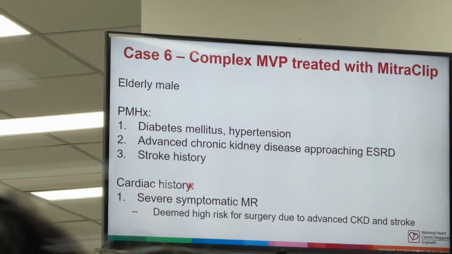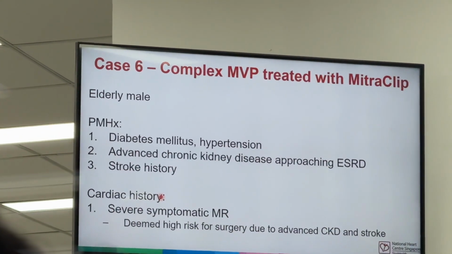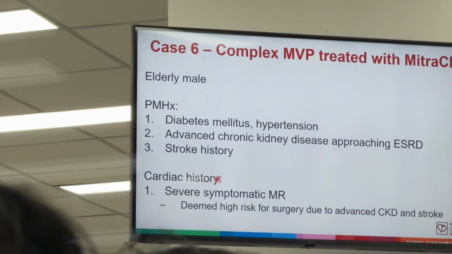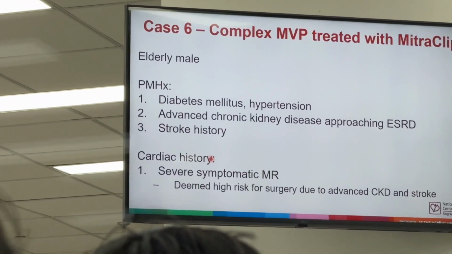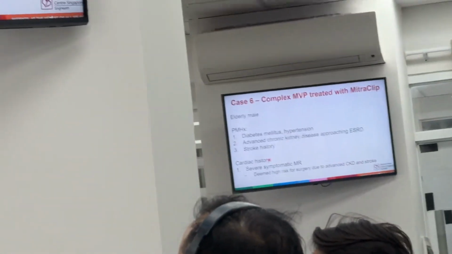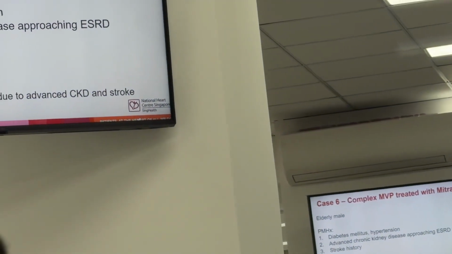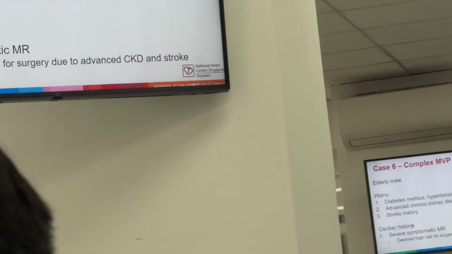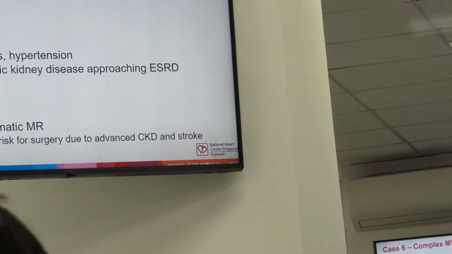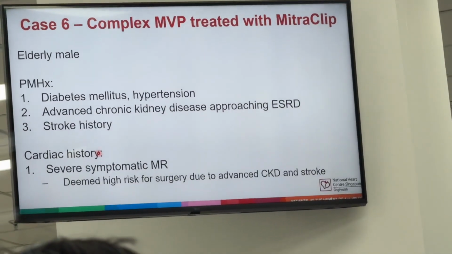So this is a very complex case of mitral valve prolapse, which we treated with MitraClip. An elderly male gentleman with diabetes mellitus, hypertension, advanced chronic kidney disease approaching dialysis range, and a stroke history as well. He has severe symptomatic mitral regurgitation and was deemed by the surgeon to be high risk for surgery due to the chronic kidney disease and history of stroke.